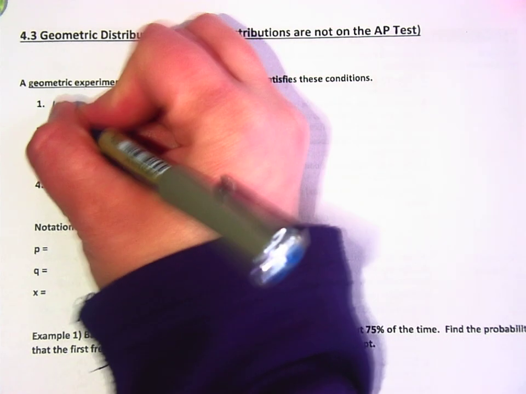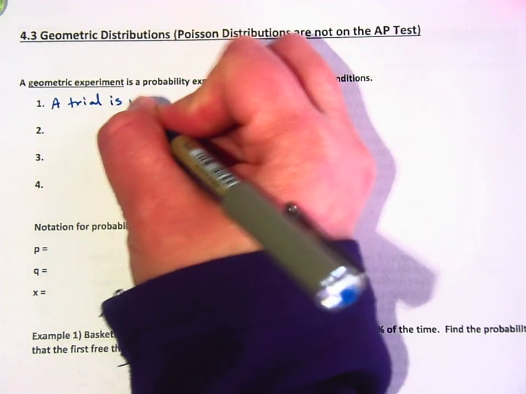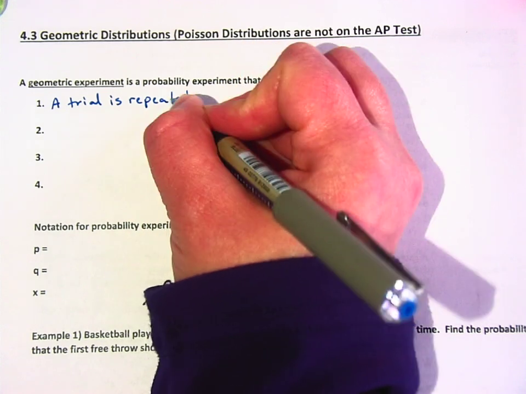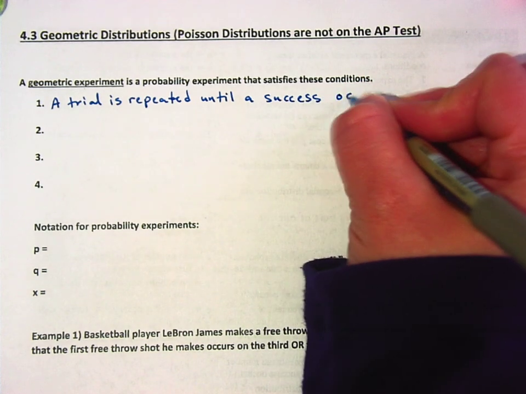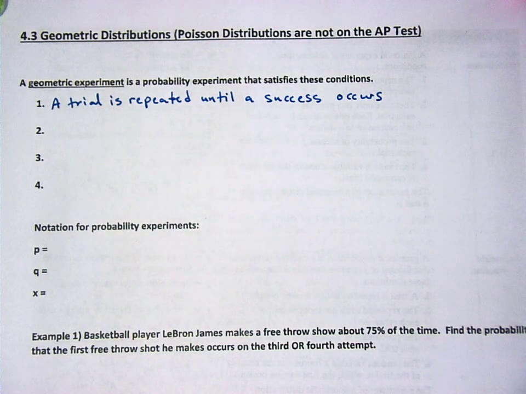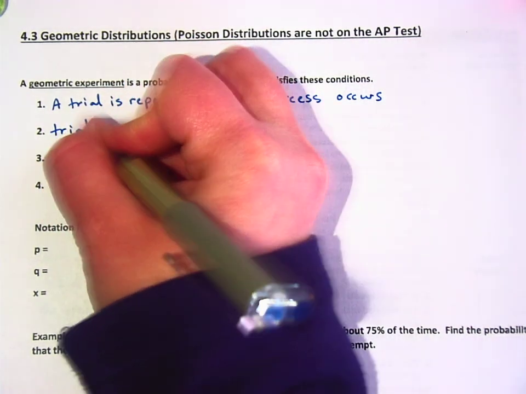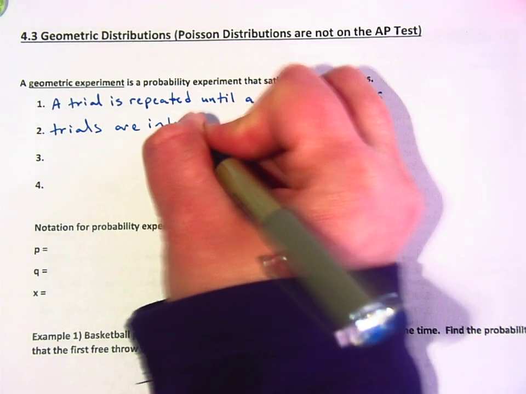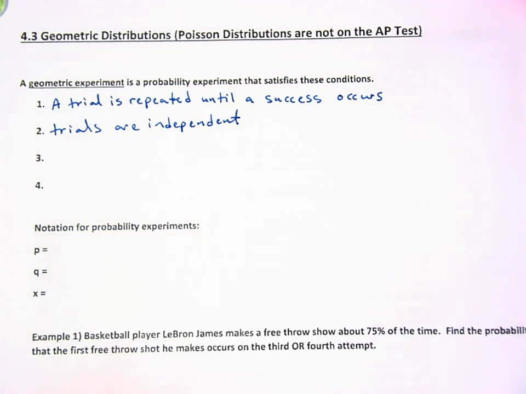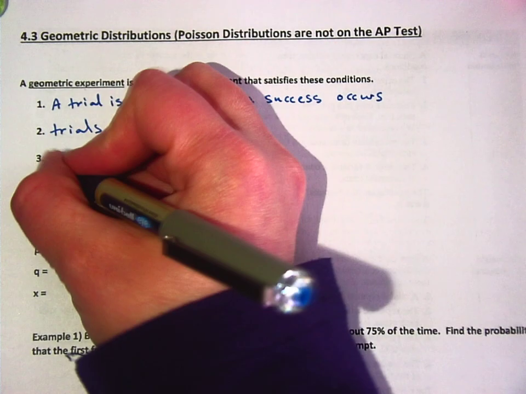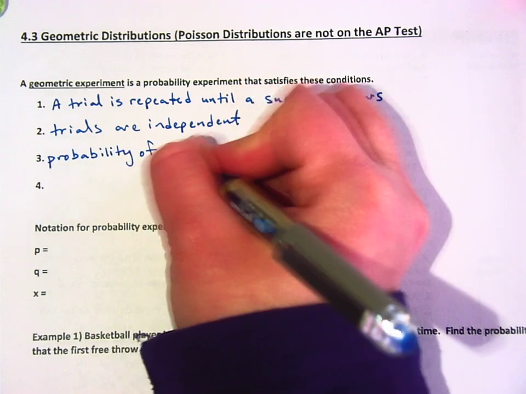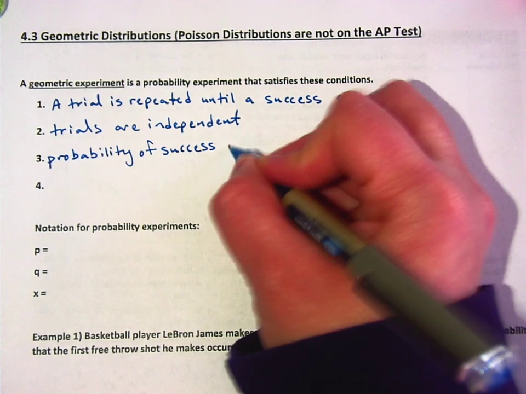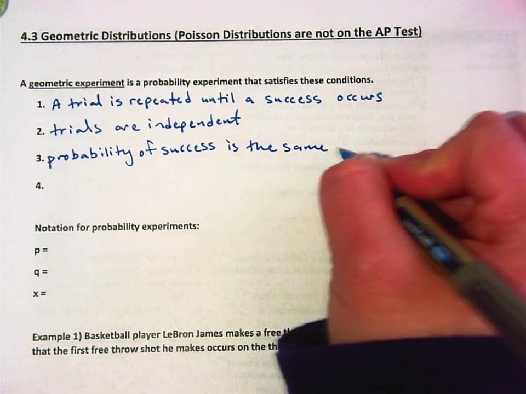All right, so a geometric experiment is a probability experiment that satisfies these conditions. Number one, a trial is repeated until a success occurs. Number two, trials are independent. Number three, the probability of success is the same for each trial.